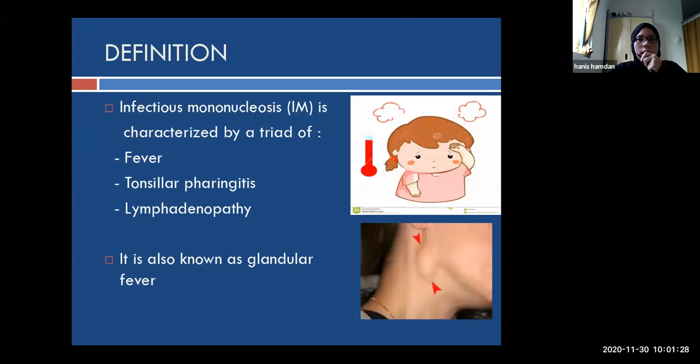Okay, first, the definition of infectious mononucleosis. Infectious mononucleosis is characterized by a triad of fever, tonsillopharyngitis, and lymphadenopathy. It was also known as glandular fever in the past, but now the term has changed to infectious mononucleosis.